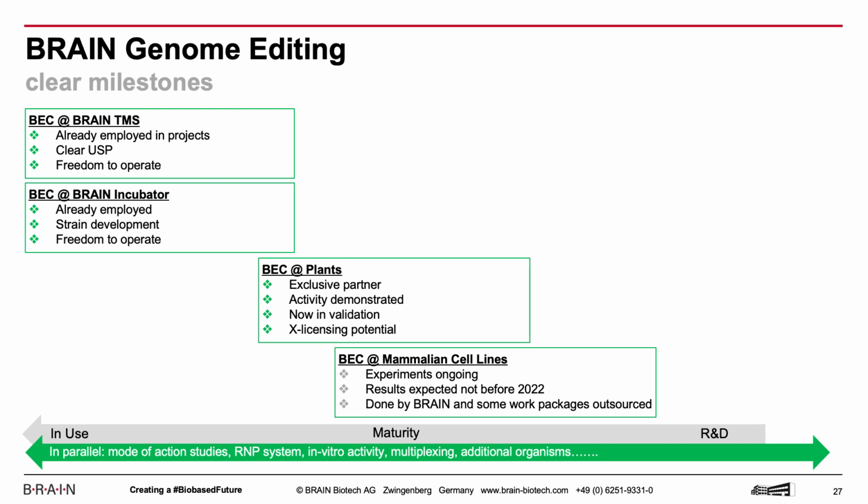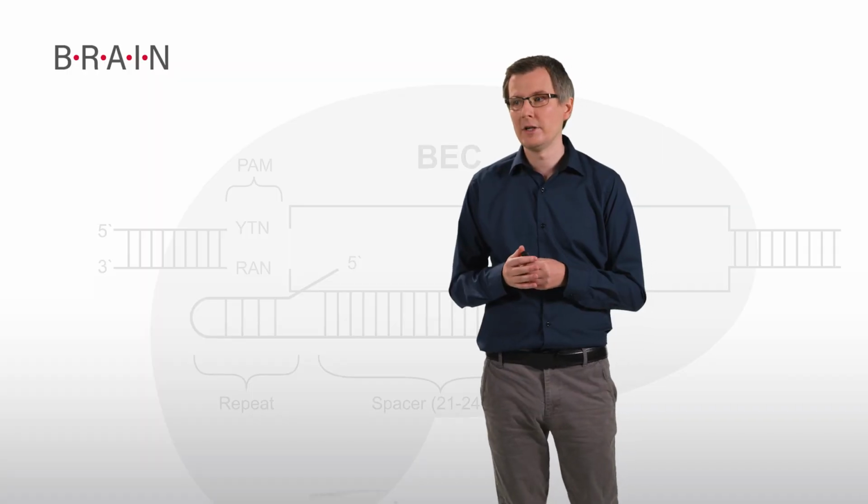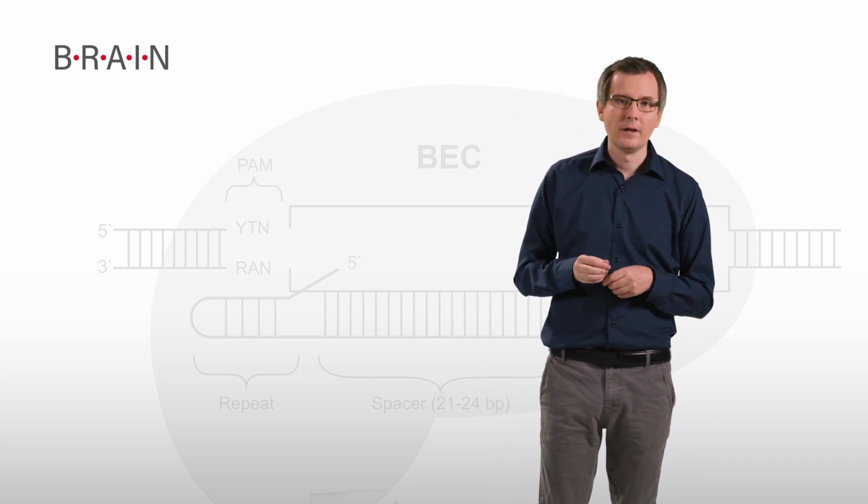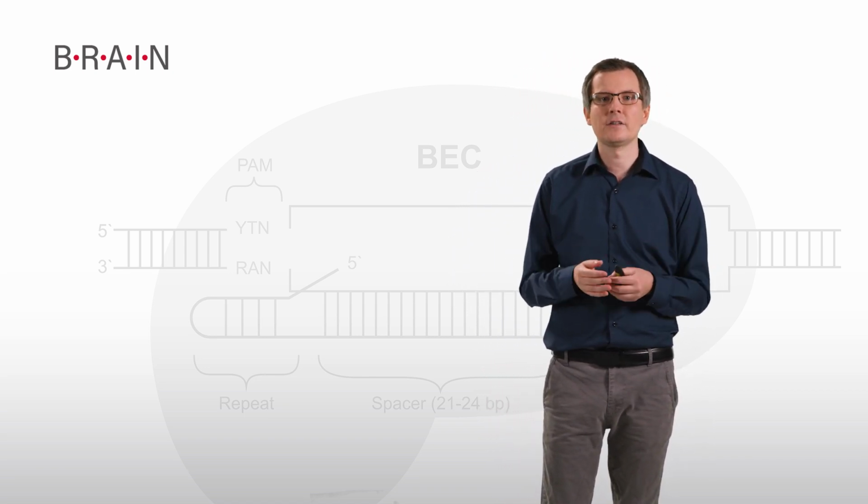It takes a little bit of time because human cells are the most complicated ones to work with, but we are working in them already. Most of these experiments are done by BRAIN, but some of the minor projects are already outsourced to our partners, where we are working in close collaboration to prove the activity in mammalian cells. Besides these main focus areas, we are also doing several other studies in parallel.